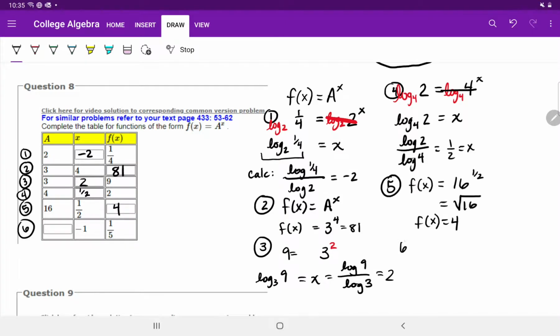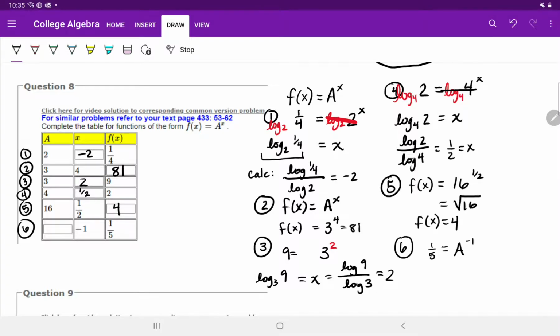And last one, number 6. We start out with our f of x is 1/5. Our a value is unknown, and our x value is -1. So again, this is another problem that we can probably solve just by looking at it. What to the negative first power would be equal to 1/5? A should be 5 here, but let me show you how to solve it algebraically.